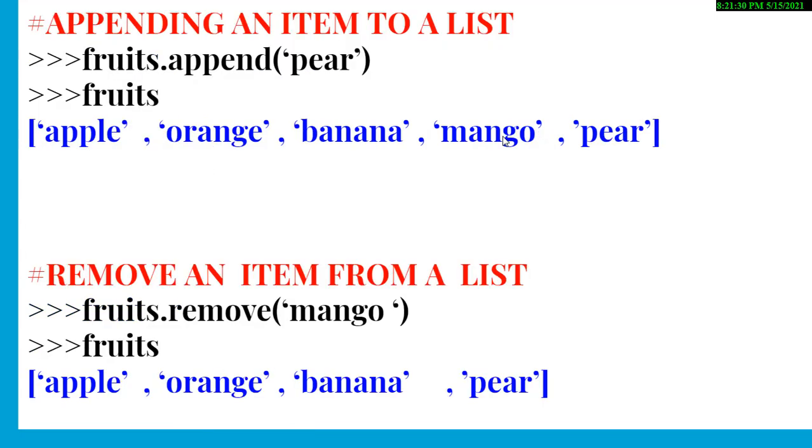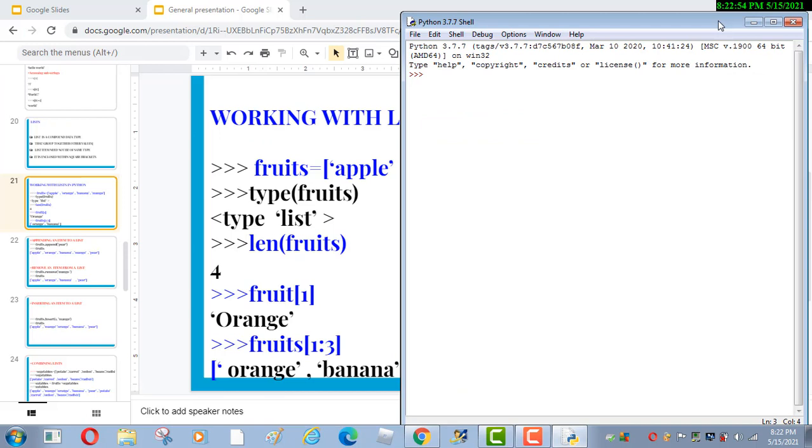Over here you can also do various operations with respect to the list. First is appending an item. I'll just execute and show. Appending an item means I can add one more item to my list, whereas removing an item means that from my list I can remove one or two items, whatever is my choice. I'll just run it and show.